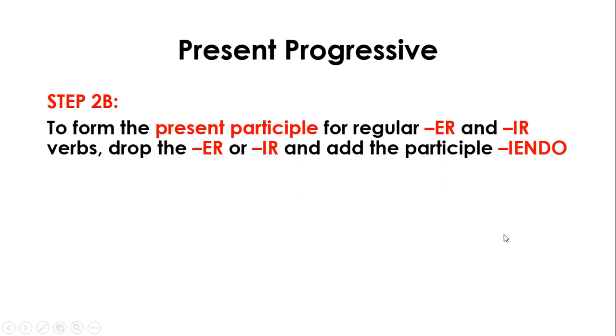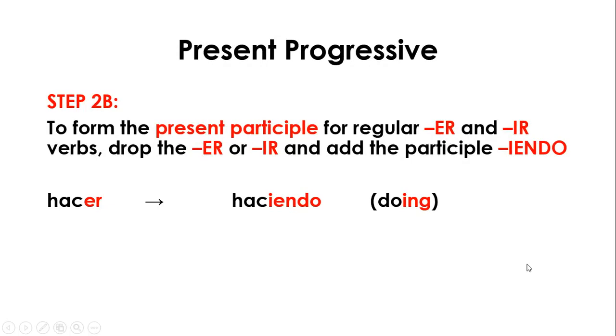Step 2A showed you how to turn AR verbs into the present participle. Now, step 2B is going to show you how to form present progressives for both ER and IR verbs. It's the same process. You drop either the ER or the IR off of your verb, and you swap it out for the letters I, E, N, D, O.